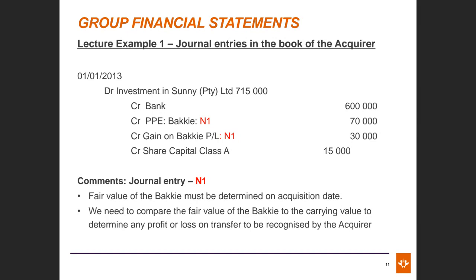So I've just mentioned this already, that the fair value of the baki must be determined on the acquisition date. So in order to do this, you compare the fair value of the baki to the carrying value, and then you determine if any profit or loss is there on transfer to be recognized by the acquirer. So before this baki is going to be used to pay for the investment in Sunny, it needs to be fair valued, and that is where the 30,000 gain comes from. Okay, so that is a simple example.